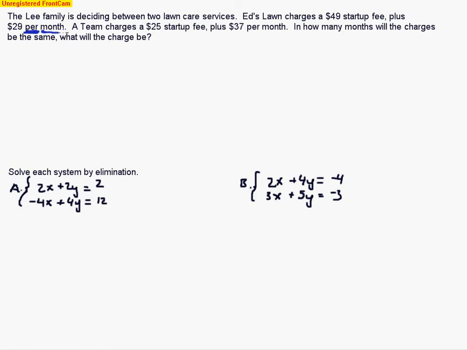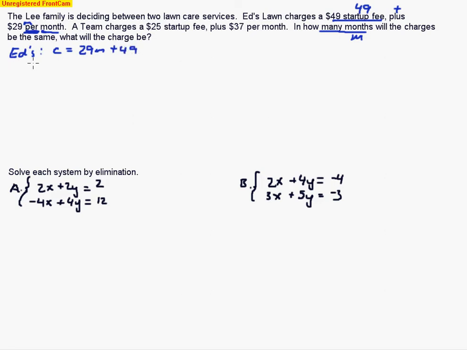Let's see if they're asking for the number of months. Let's go to that question. How many months? We don't know the number of months. We're going to use M to represent that. And we can write an equation to represent Ed's lawn service. So let's write Ed's. And his equation is this, a $49 setup fee. This is just a one-time fee, so $49 plus, and then a $29 per month, so 29M. So let's write that down. So Ed's charge is the $29 per month plus the $49 charge. Well, that's his. Let's move on.